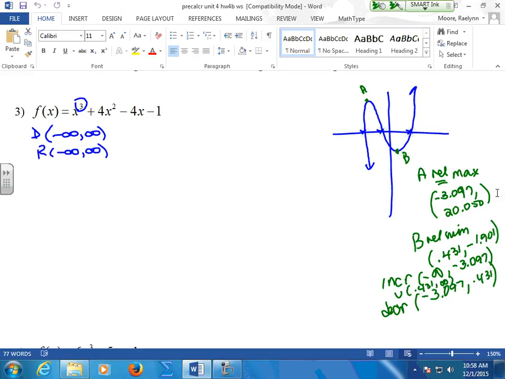Now, because my domain was negative infinity to positive infinity, I have to account for every piece of my domain. So I went from negative infinity to this negative 3. Then I went from the negative 3 to this 0.4. Then I went to the point 4 to infinity. Just make sure that you've accounted for all your domain when you do this. Okay, so that's your increasing, decreasing.